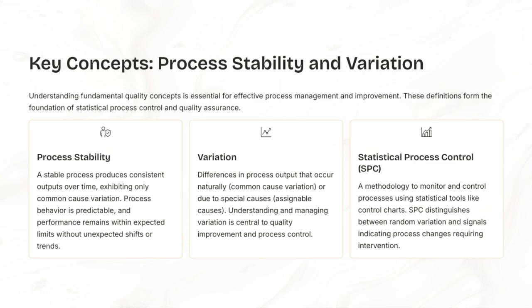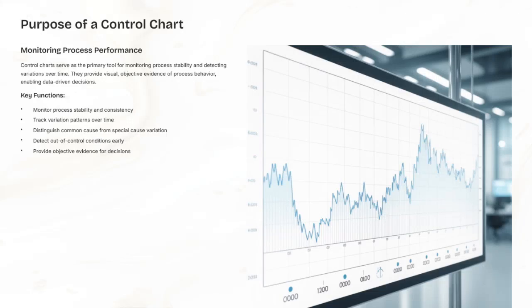Control charts are a fundamental part of statistical process control, or SPC, because they help us maintain quality in our processes. They allow us to see when something might need our attention and when everything is actually within normal limits. Essentially, they give us objective evidence that supports our decision-making. By using control charts, we can detect out-of-control conditions early before they become bigger problems.